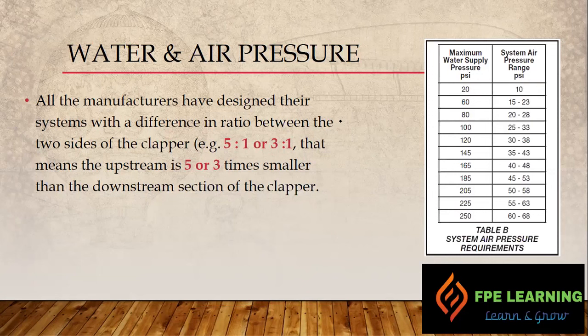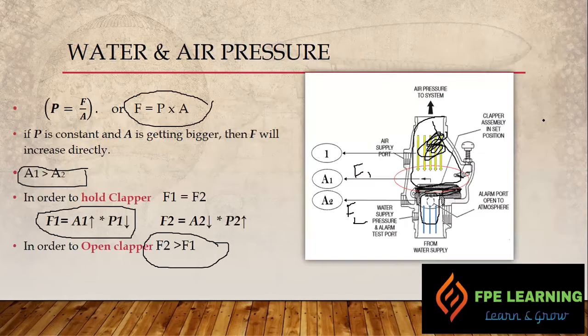If you can see, this table is for one of the dry pipe valves. They are saying if we have a water pressure of 100, the air pressure should be around 25 to 33, in between this range. Or if we have a water pressure of 80 psi, an air pressure of 20 to 28 psi is more than enough to hold the clapper, because of the difference in the area, the one we discussed a while ago.